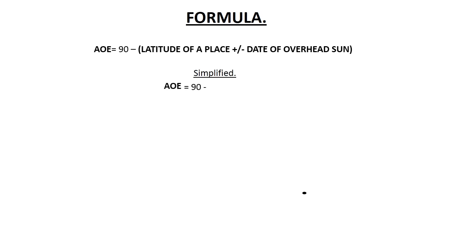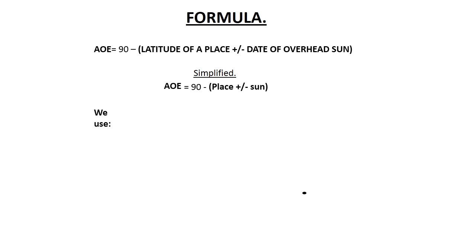So the formula for finding angle of elevation. Angle of elevation is equal to 90 degrees minus latitude of a place plus or minus date of overhead sun. So here's a simplified formula. Angle of elevation is equal to 90 degrees minus place, plus or minus sun. So this is the formula for angle of elevation.